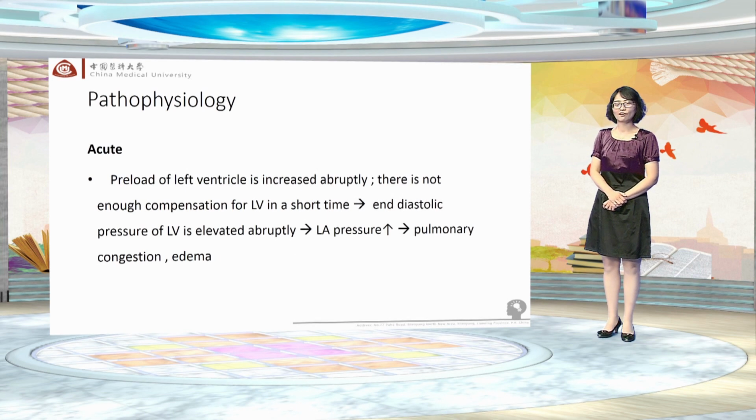For acute AR, there is not enough time for the left ventricle to compensate within the short time. So, the end-diastolic pressure of the left ventricle will elevate abruptly, leading to the elevation of the left atrium pressure and pulmonary congestion finally.